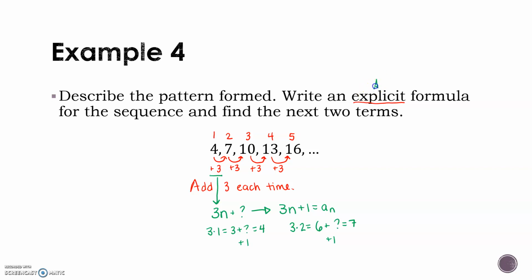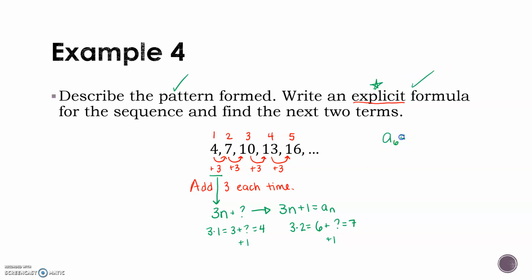I like explicit much better than recursive, because recursive is limited to knowing what the previous term is. Once I have an explicit formula, I can find the 6th term, the 7th term, I can find the 118th term. It doesn't matter. I can find it because I have the rule. Rather than sitting there and plugging in plus 3 118 times, I can just put in 118 for n and solve it. So I have my pattern, my explicit formula, and I need to find the next two terms.